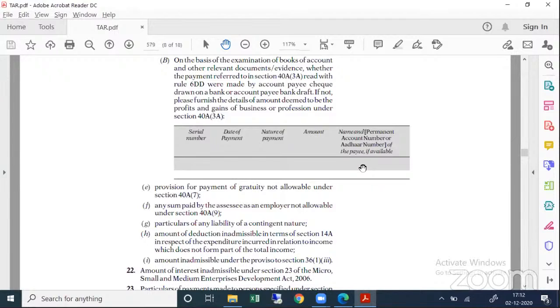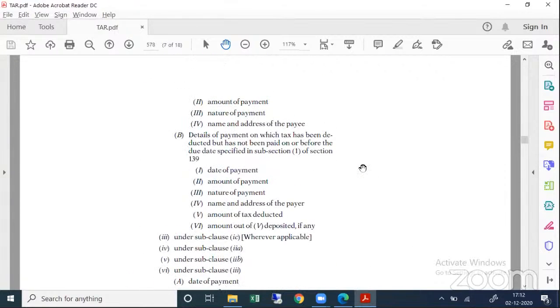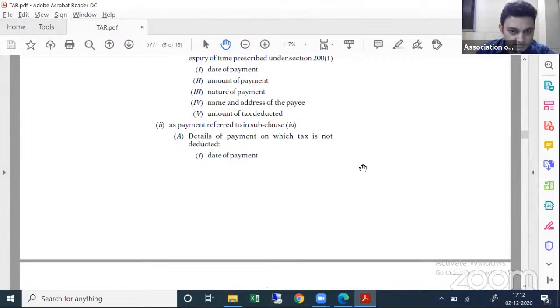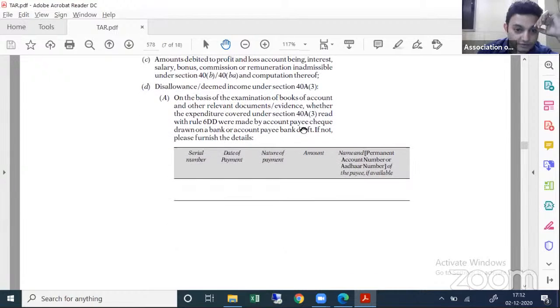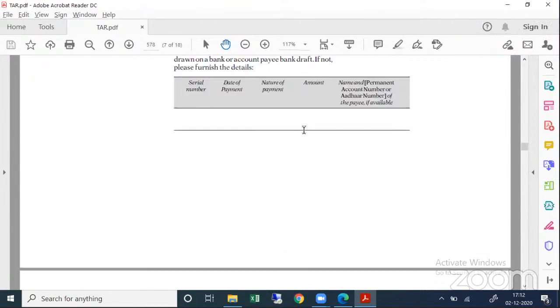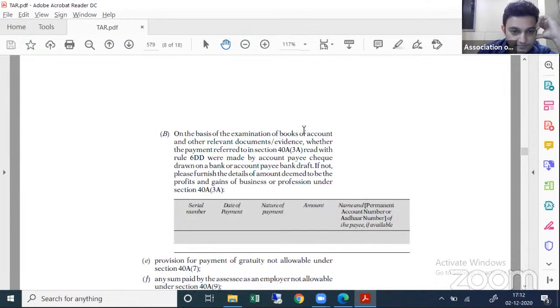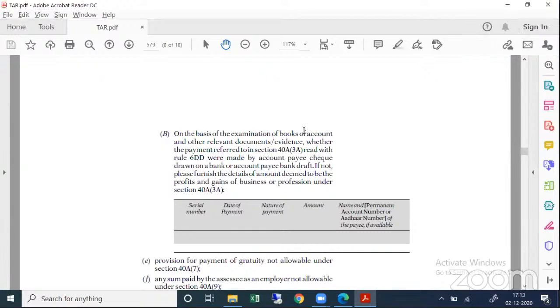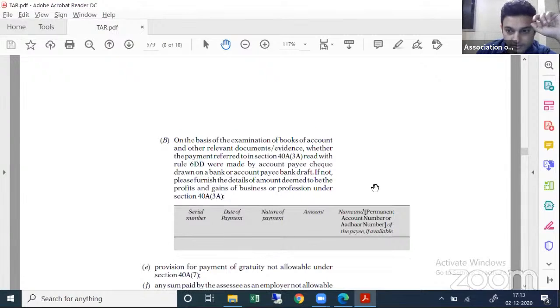What is the difference between point number A and point number B? 40A(3) and 40A(3A), read with rule 6DD. I'm not very sure about this. If someone from the forum could answer this, they could take it. Push, can you just scroll the screen a little to point number A?